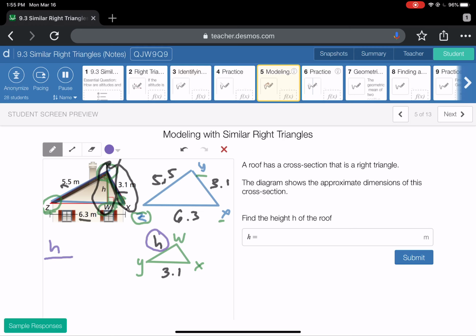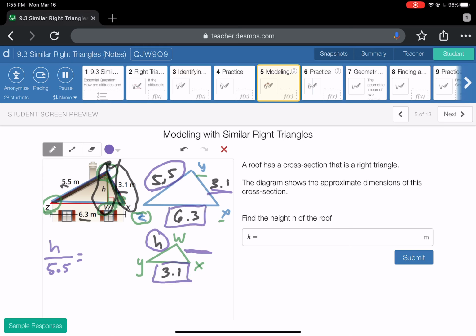Now H is in the same position as 5.5. So I'm going to go ahead and create a proportion for that and set it equal to another set of information. So what I have here is 2 numbers on the top triangle, 2 numbers on the triangle WYX. I don't want to use this value here because there's no value in that corresponding position. So what I want to do here is use 6.3 and 3.1.